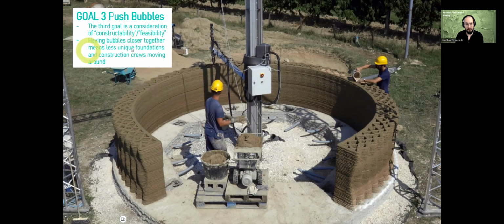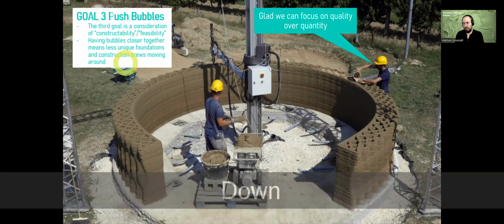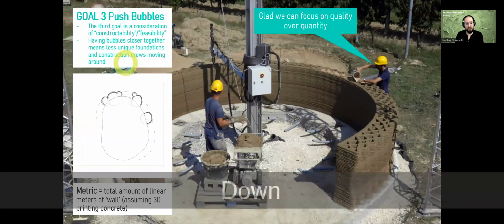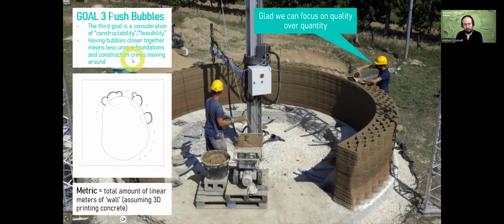Having bubbles closer together means that there's less unique foundations and the crews need to move around, which ultimately means, let's focus on quality over quantity. And let's not just make foundations willy-nilly. Let's make them where they really matter. So this metric is, in short form for measure, basically, I want to count the total amount of linear meters of wall, assuming we're 3D printing concrete, or in this case, 3D printing earth. So I want to count the length of these walls here.